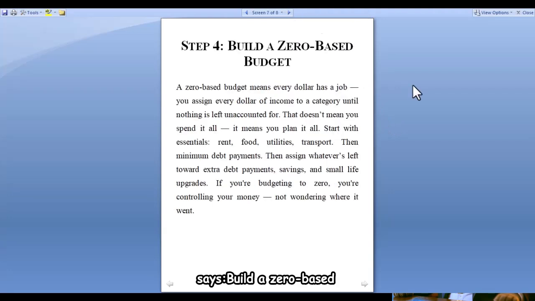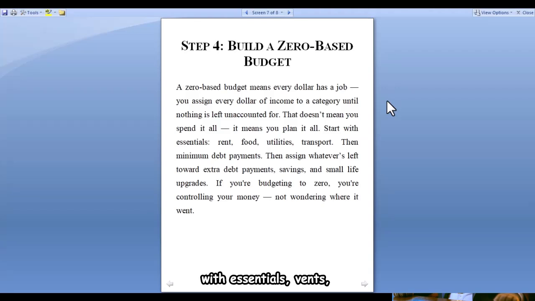Step 4 says build a zero-based budget. So a zero-based budget means every dollar has a job. You assign every dollar of income to a category until nothing is left unaccounted for. So that doesn't mean you spend it all. It means you plan it all.